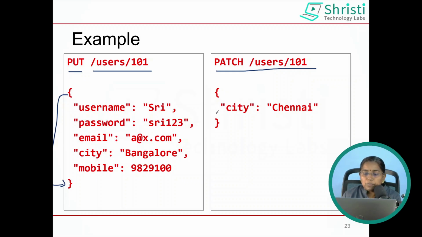In case of patch mapping, send only the properties that have to be updated in the backend. In my case, I want to update only the city, so we are sending this particular property alone. Okay. Now with that understanding, let us get started with the coding part.